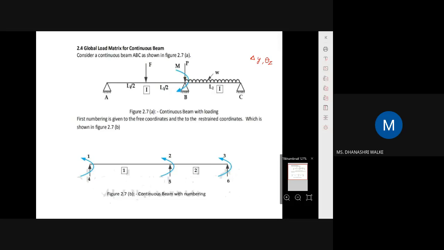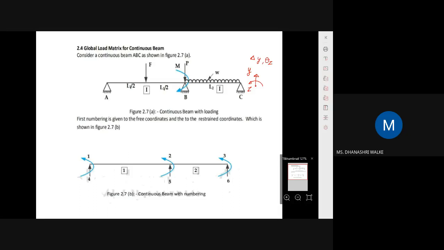Delta Y is denoted along the Y direction, and along the Z direction there will be rotational displacement. We are not considering the axial deformation, so we are analyzing a beam without axial deformation. Here you can see that the first numbering is given to the free coordinates and then to the restraint coordinates.